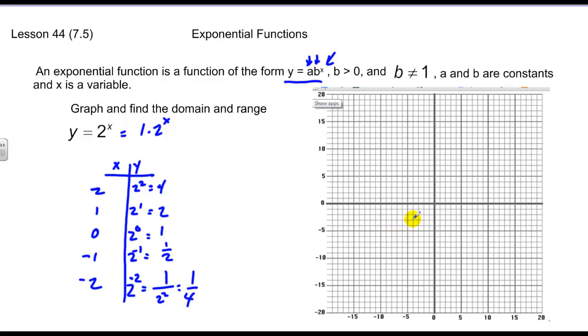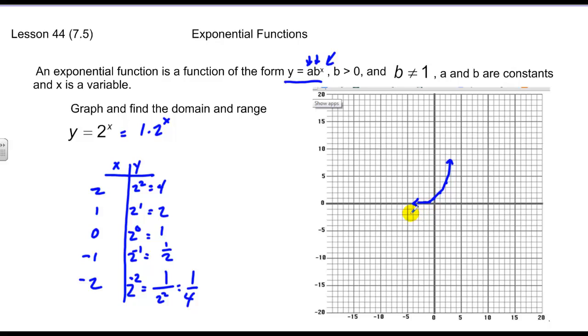Let's graph these. Here's (0, 1), (1, 2), (2, 4), (-1, 1/2), (-2, 1/4), somewhere around here. So you'll see that this graph does something like this. And that's going to be the standard look of an exponential function. It's a curve shape, and it tends to rise very quickly and then level out.